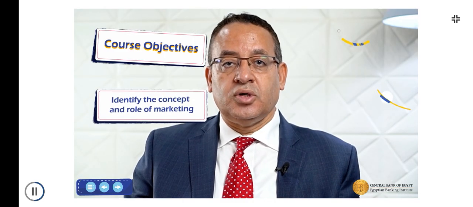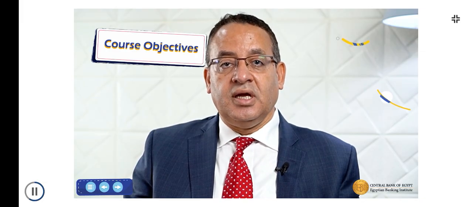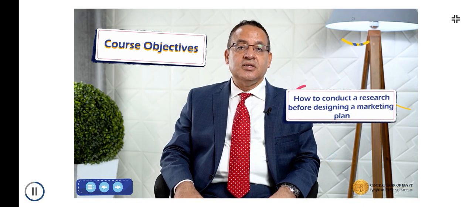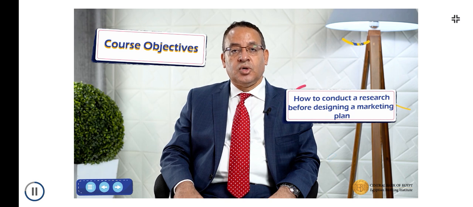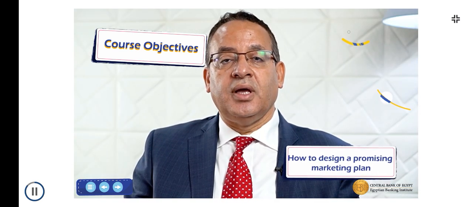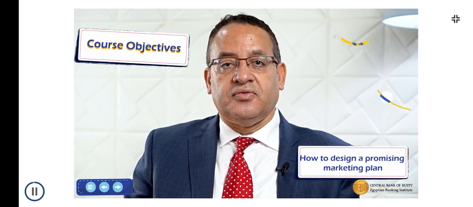The first objective is to identify the concept of marketing and the role of marketing in maximizing sales. The second is related to how to conduct a research before designing a marketing plan. And the third objective is related to how to design a marketing plan and how to control the plan itself.